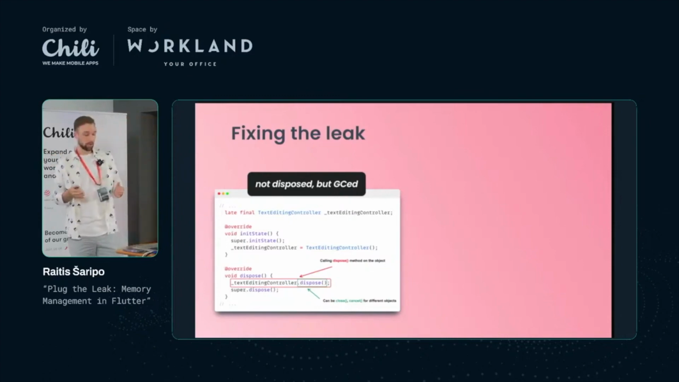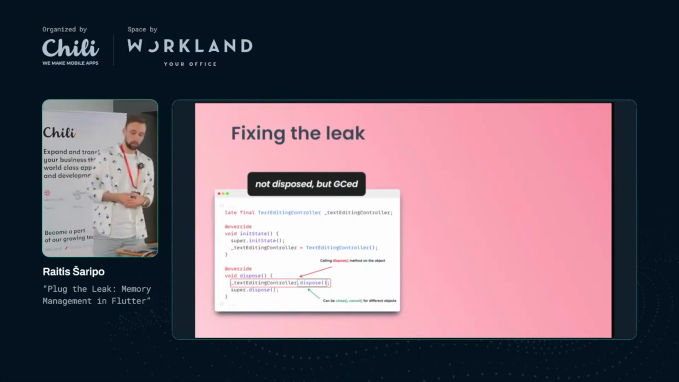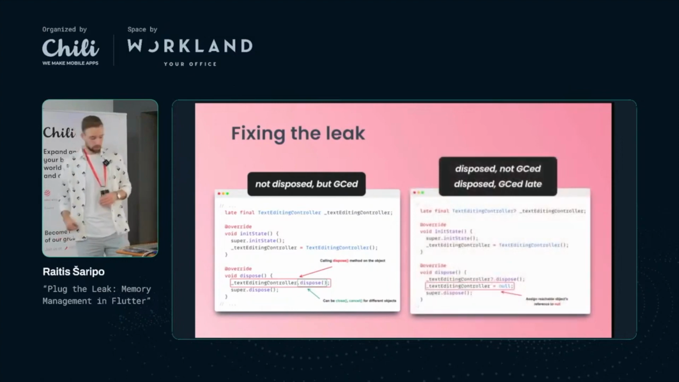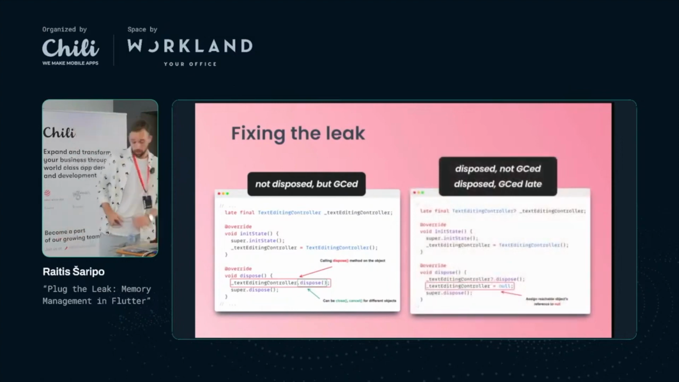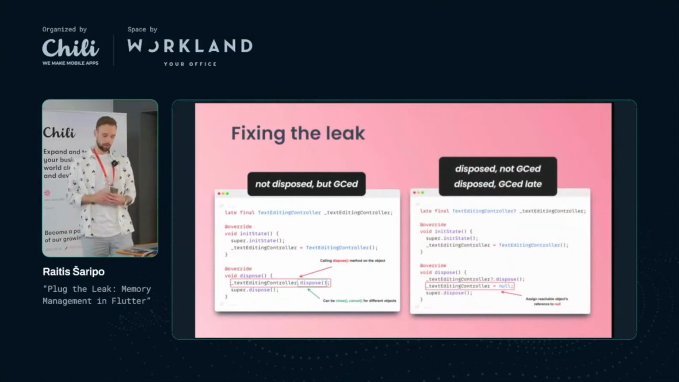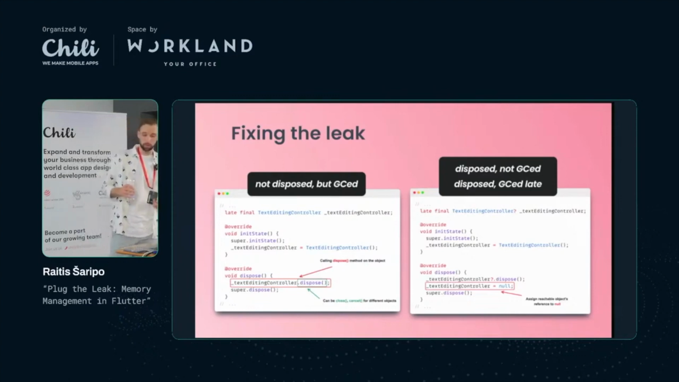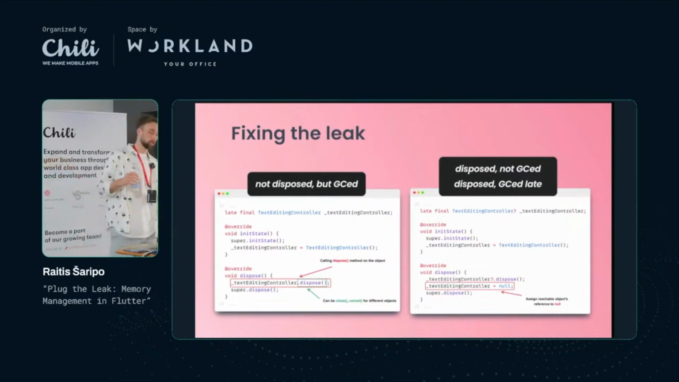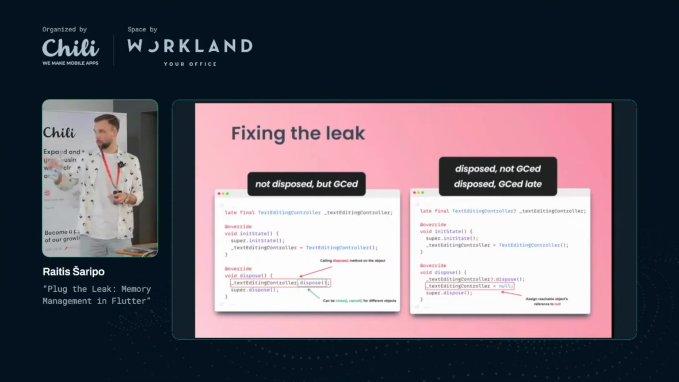As I said previously, it can also be close or cancel for different objects. And for objects that were disposed but not garbage collected, or for whatever reason were garbage collected later than they should have been, you need to assign reachable objects reference to null after disposing of the object.